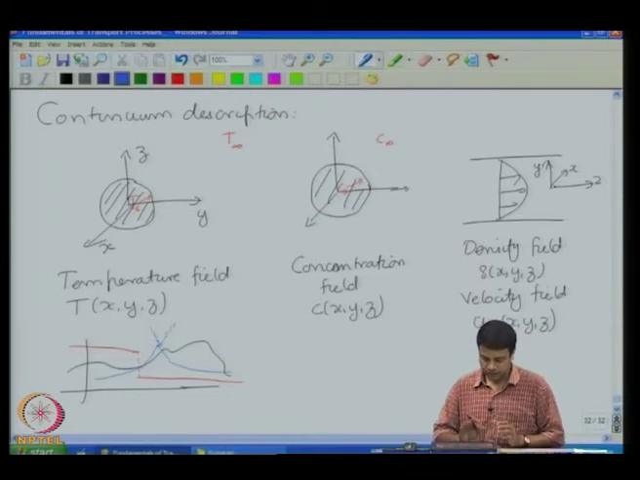In the present course, all of these functions will be continuous functions and differentiable. That means their derivatives also exist. So, they are smooth functions, single valued functions throughout the domain.